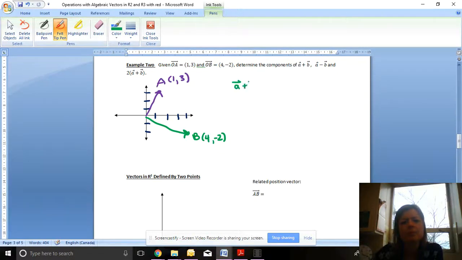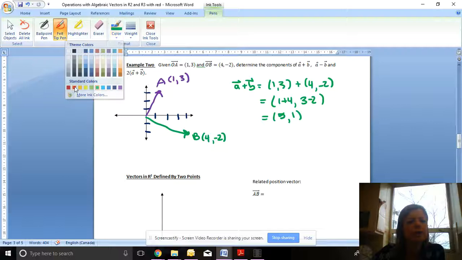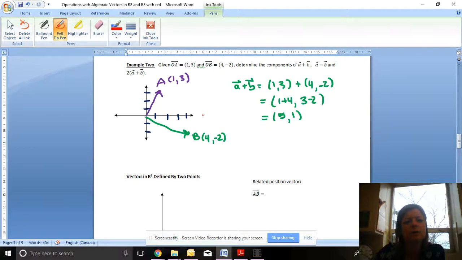So A plus B is just equal to 1, 3 plus 4, negative 2. Literally you just take 1 plus 4 as the x values, and then 3 minus 2 as the y values, and you get 5, 1. So if you draw it, it should look right as the resultant. 1, 2, 3, 4, 5, and 1. So that looks right. If we were to draw a parallelogram, that is where the corner would end up. So this is A plus B, which is 5, 1.